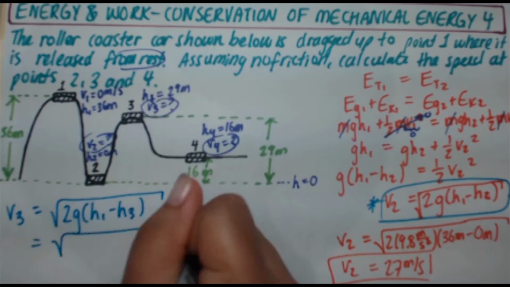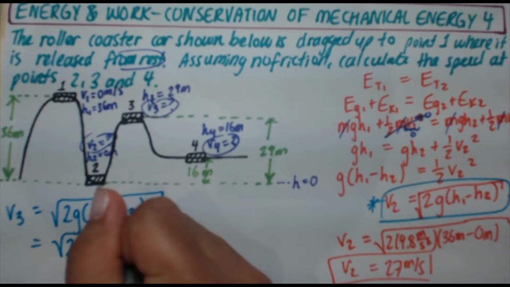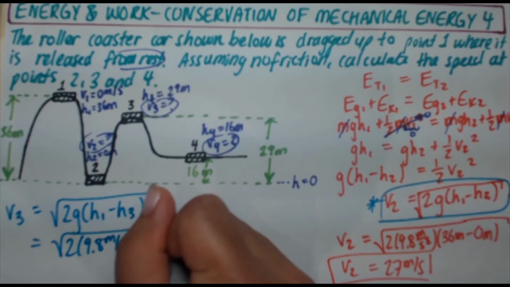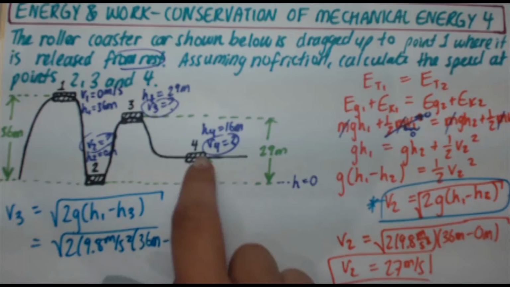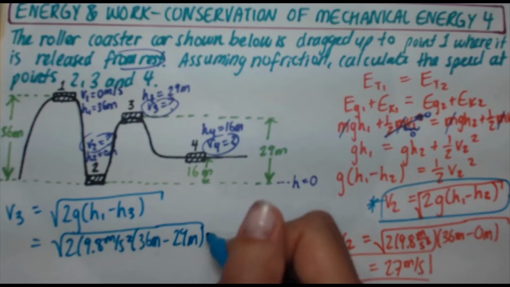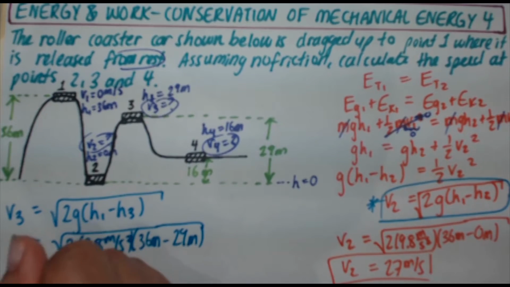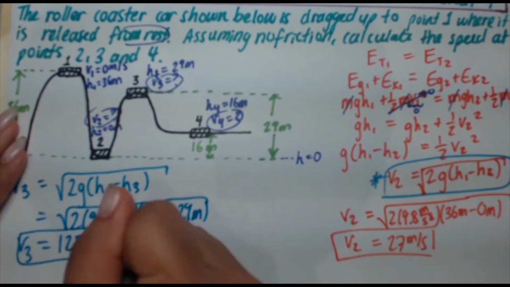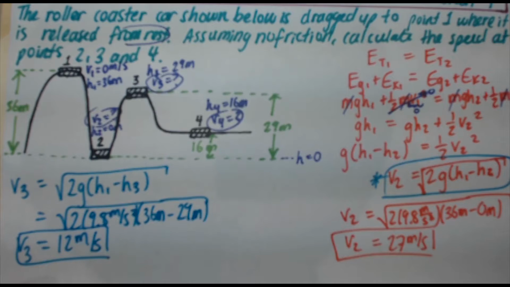Okay, so again, plug it in. 2 times 9.8 meters per second squared, H1, 36 meters, minus H3, which is 29 meters. Simple math, just plug it in your calculator. And when you do that, you're going to get that V3 is about 12 meters per second. So we're almost done. We have one more to do.